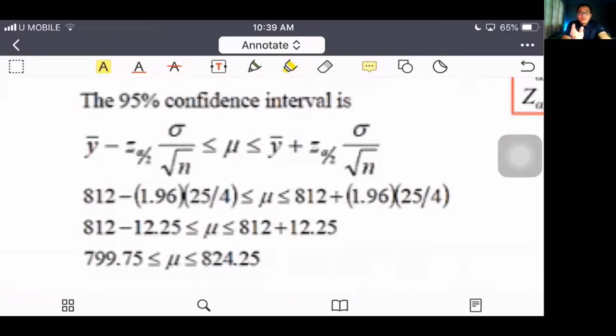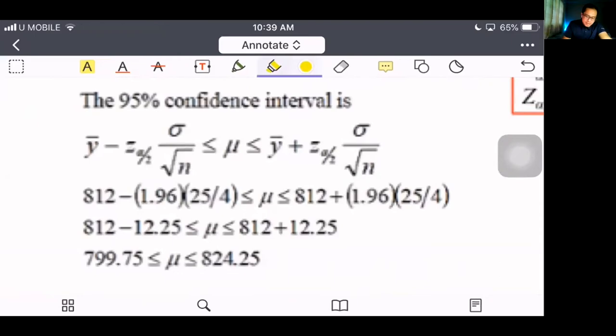25 and 4. On the left-hand side, it is labeled as negative. On the right-hand side, it is labeled as positive. Left and right is the same number, same formula. The difference is just the negative and positive notation there. And as you can see, the left-hand side is 799.78. The right-hand side is 824.82.